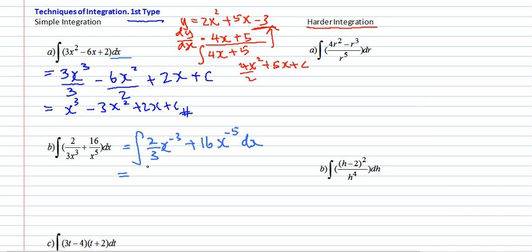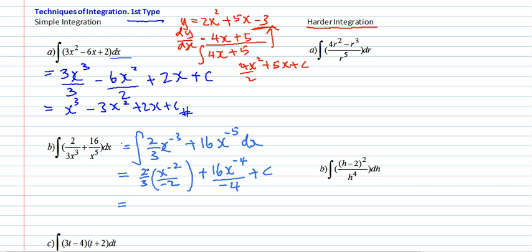Alright, now here you can start to integrate. So copy the coefficient. x to the power of -3 becomes -2, yeah? Remember, it's a +1. Plus, that's 16x to the power of -5 becomes -4 over -4, and please remember your plus c.